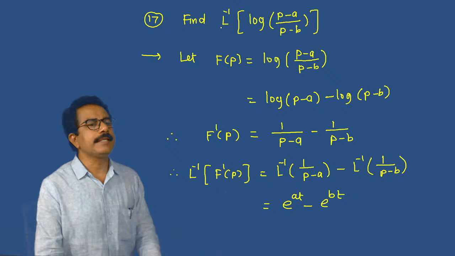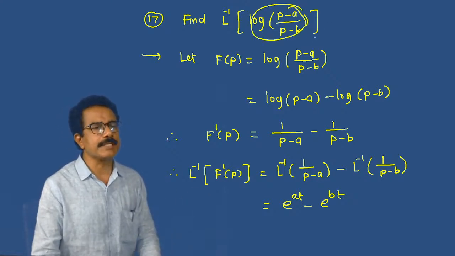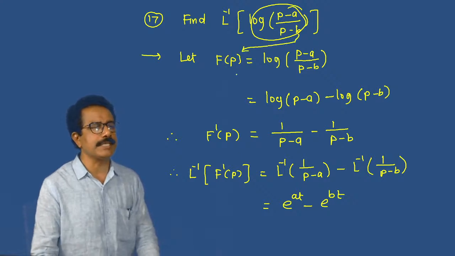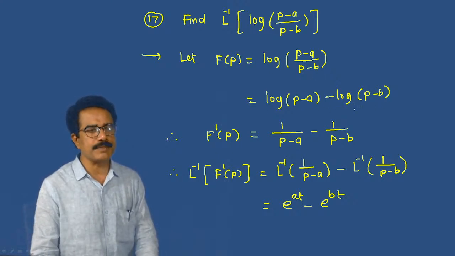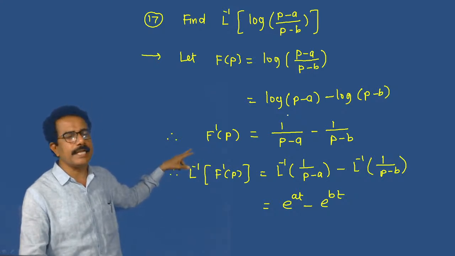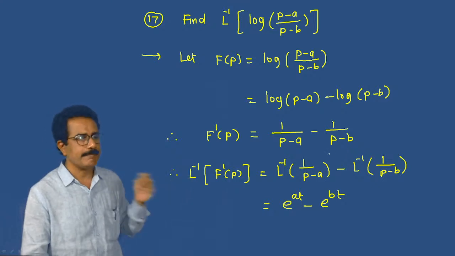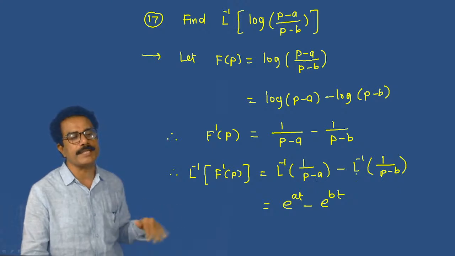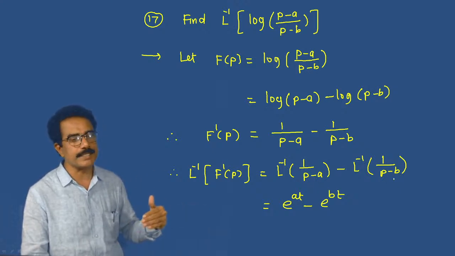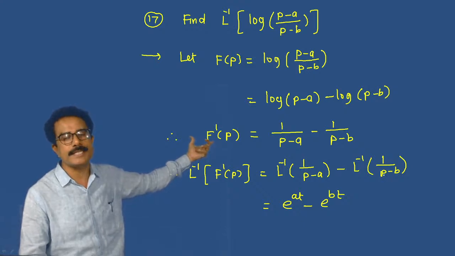Now find L inverse of log of (p minus a) divided by (p minus b). Suppose this is capital F of p that we have considered. Let capital F of p be equal to log of (p minus a) divided by (p minus b), which is log of (p minus a) minus log of (p minus b). After differentiation, F dash of p is equal to 1 upon (p minus a) minus 1 upon (p minus b).